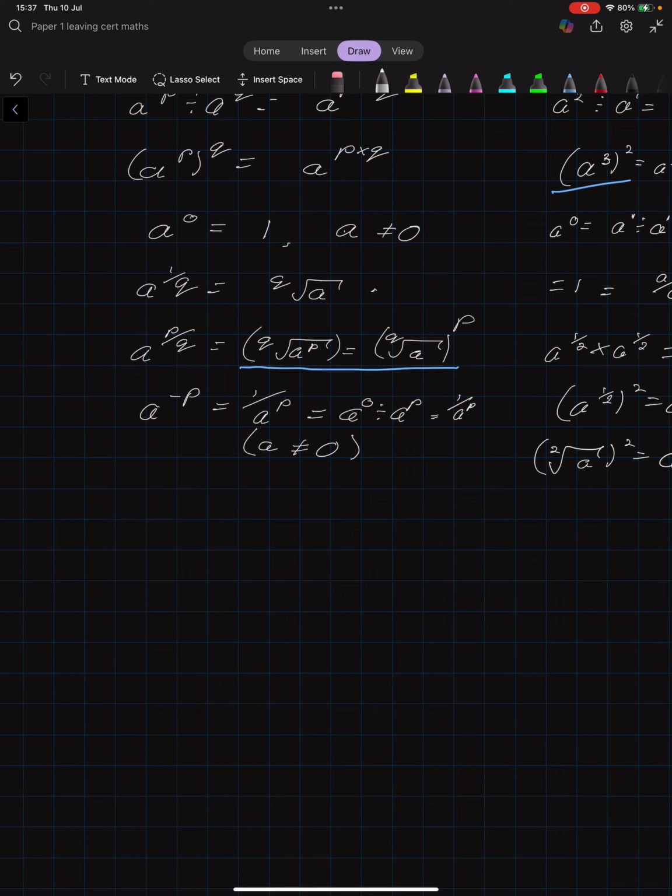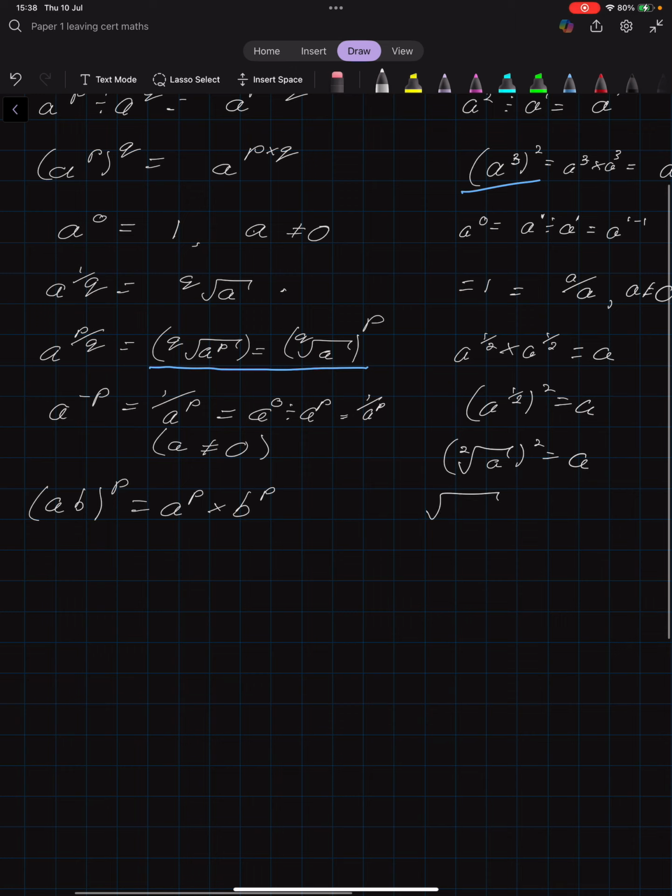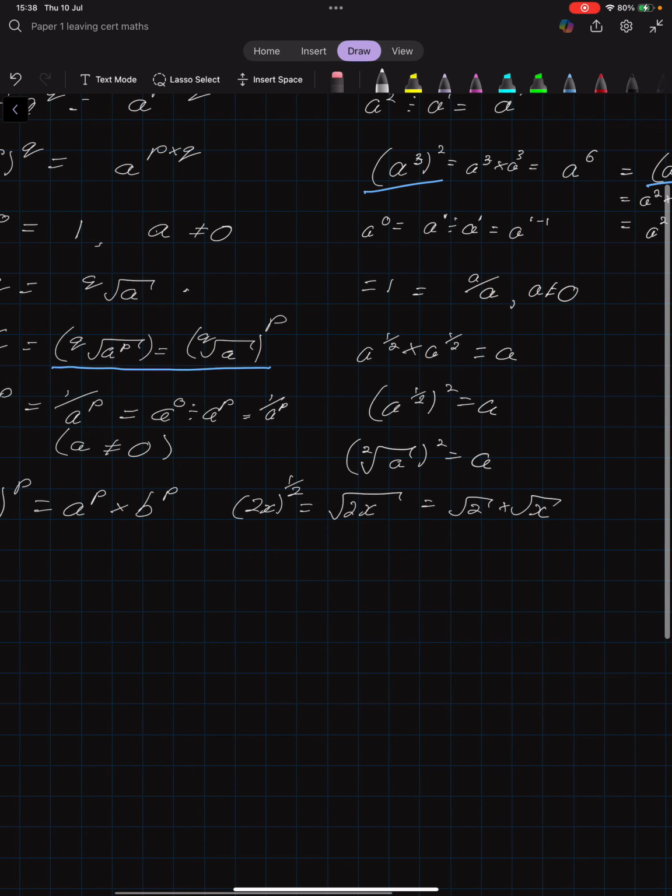Then you have ab to the power of p. That's equal to a to the power of p multiplied by b to the power of p. An example of this would be the square root of 2x. That's the square root of 2 times the square root of x. So if you have the same power, because remember, this is 2x to the power of a half. Sorry, I might just move that over here instead. So like that.